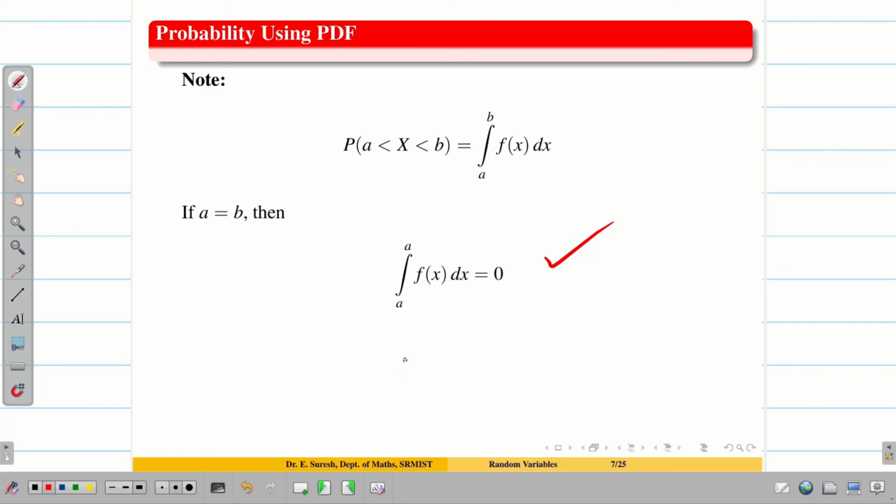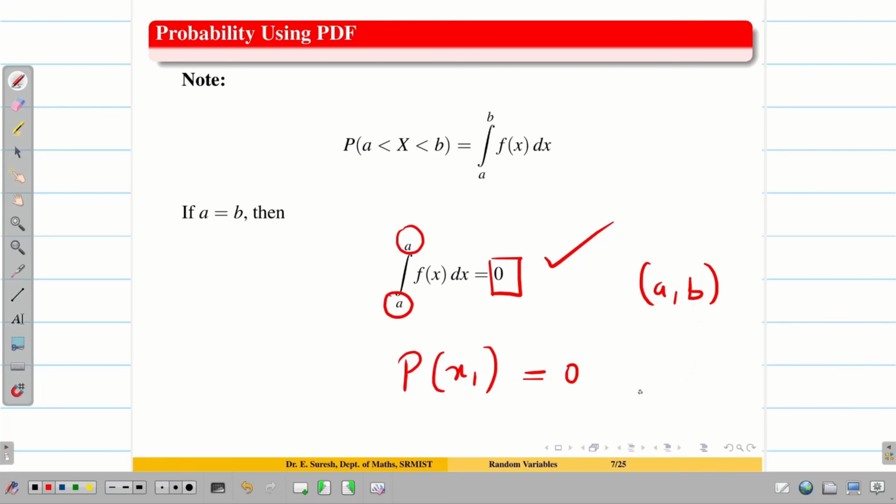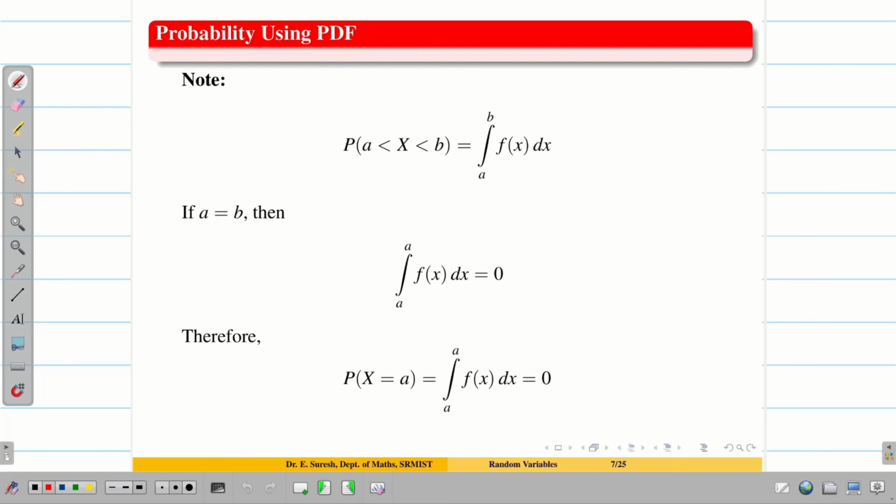That is why I said in the beginning, finding probability at a particular point in a continuous random variable is meaningless, because it will become 0. The reason is my upper and lower limits are the same. Whenever I integrate any function and substitute the upper and lower limits, my answer is always 0. So I can find the probability for a given interval (a, b). I cannot find the probability for a given particular point. It is obviously 0. Hope you understand.